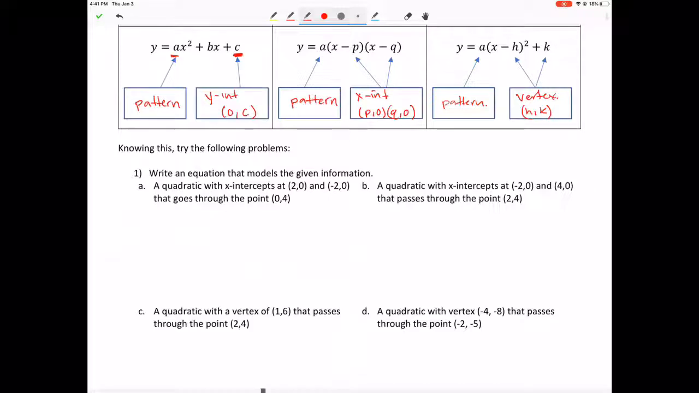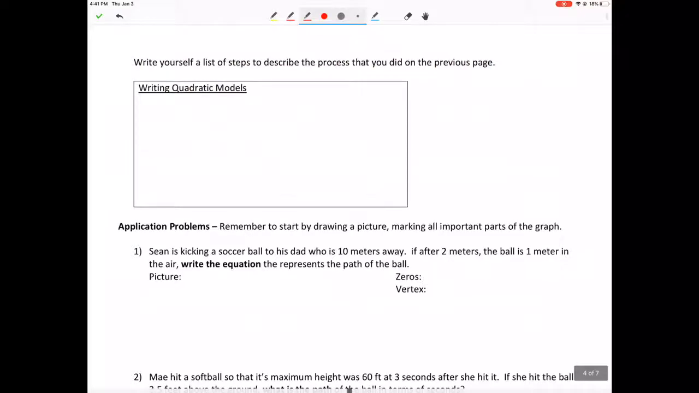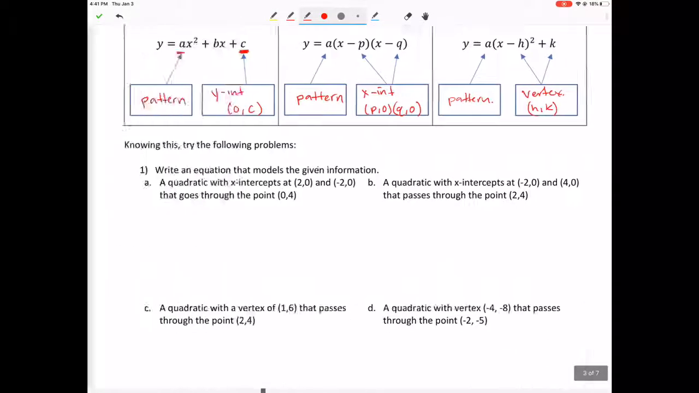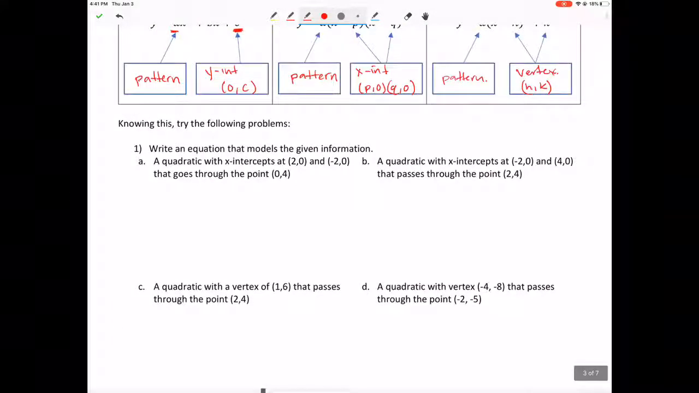It says, knowing this, try the following problems. Write an equation that models the given information. A quadratic with x-intercepts of (2, 0) and (-2, 0) that goes through the point (0, 4).